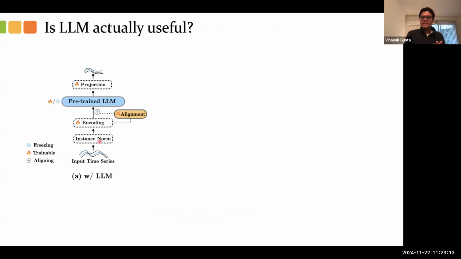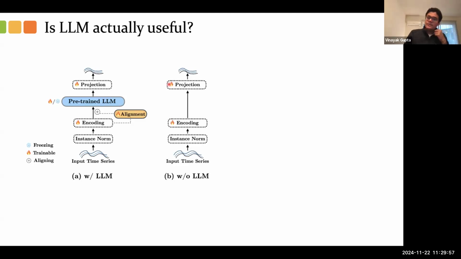To give you a deeper understanding of what other architectures look like, any LLM for time series would look like this. You have a time series, some instance norm where you normalize it, some encoding, then you align the large language model with the time series encodings, then you have the pre-trained large language model, then you project it for the time series forecasting task. Either the LLM is frozen or trained, depending on the architecture. But usually the other three aspects, encoding, alignment, and projection, are most likely trained. So this is a high-level overview of what several models look like.